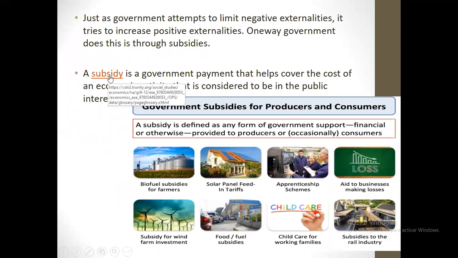And what is a subsidy? It's a government payment that helps cover the cost of an economic activity that is considered to be in the public interest. Por ejemplo, aquí en Panamá se subsidia el tanque de gas.